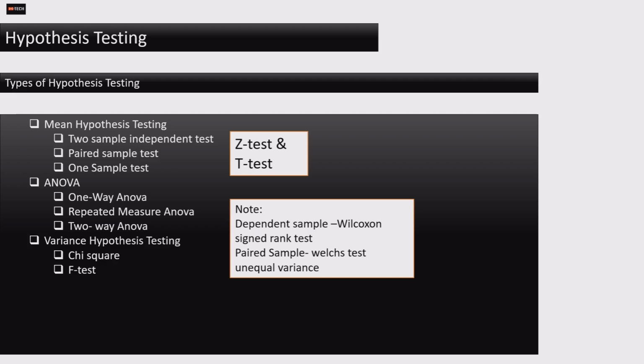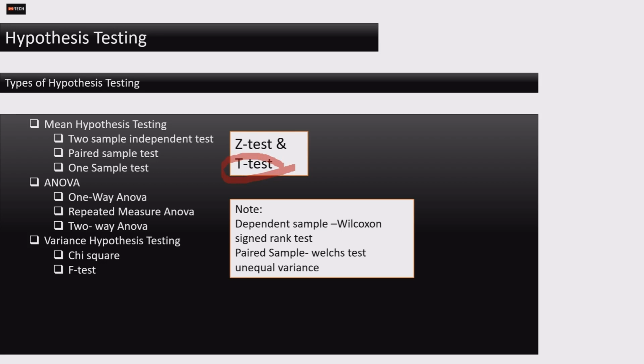Now, these are for mean hypothesis testing. Each of them can either be a z-test or a t-test, although mostly they come as t-test. But they can also be z-test. I'm going to show you when to use t-test and when to use z-test for them.